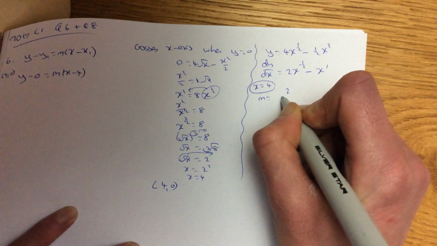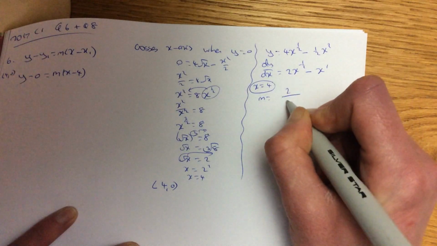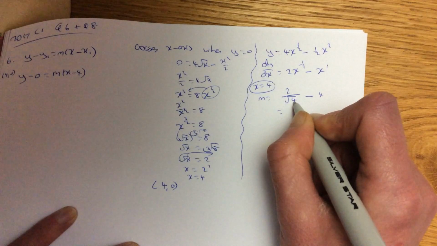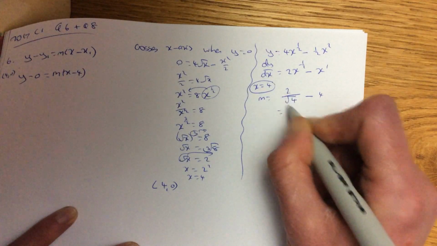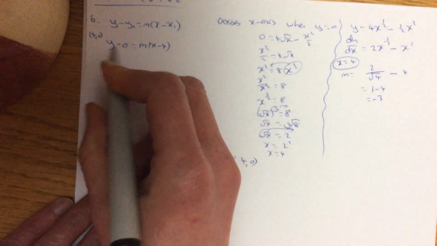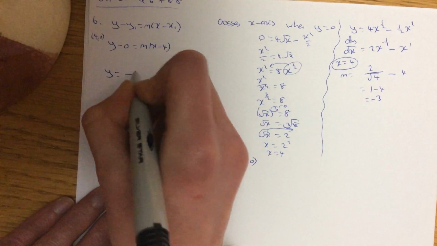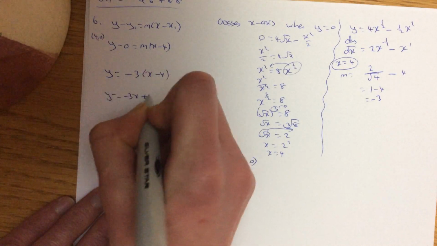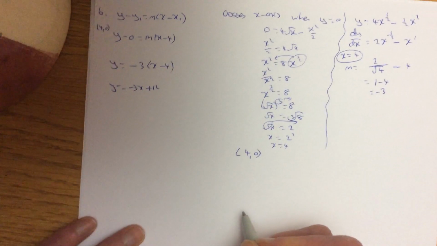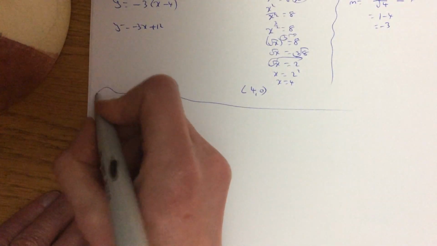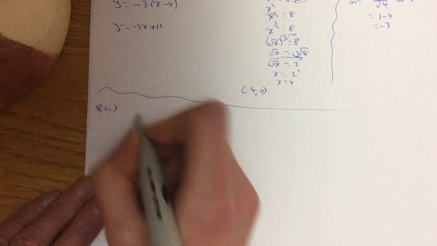That means 2 over x to the half, which is the square root of 4, minus 4. Square root of 4 is 2. 2 over 2 is 1, and 1 take away 4. So plugging all that together over here, y equals mx, minus 4. And just tidying that up gives you y equals minus 3x add 12.